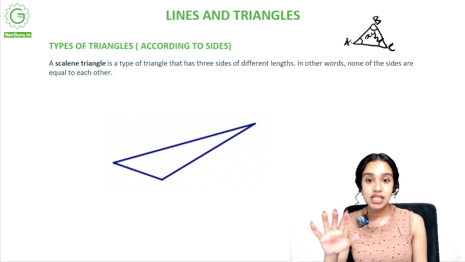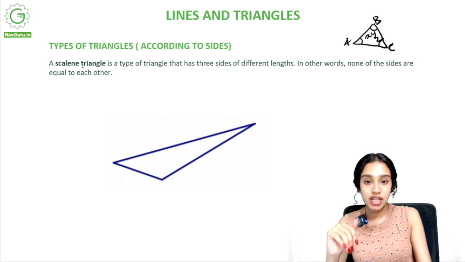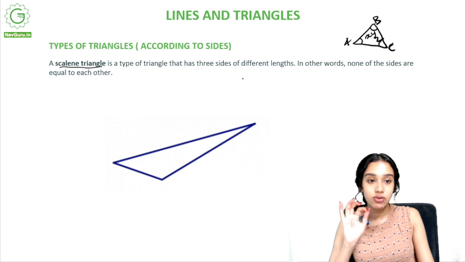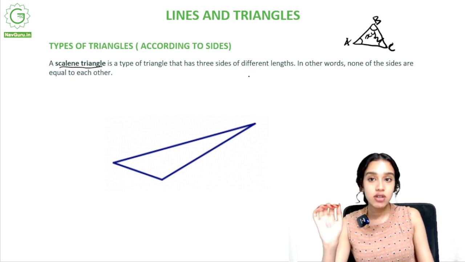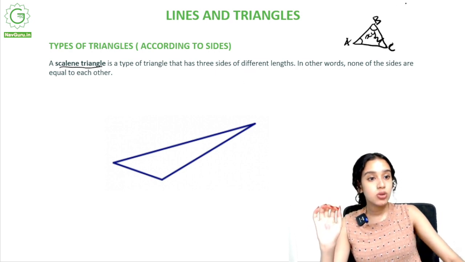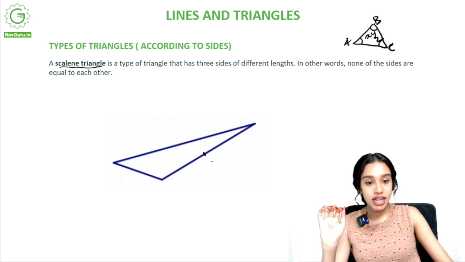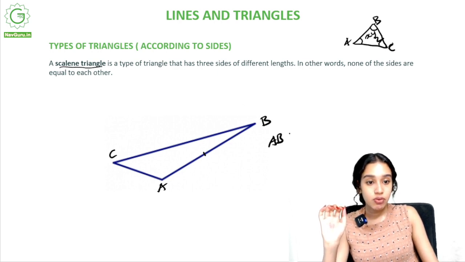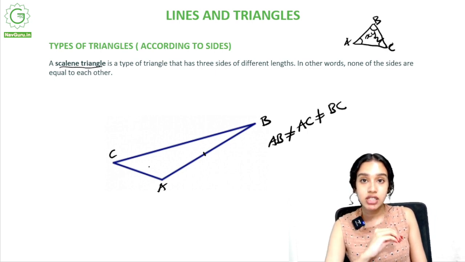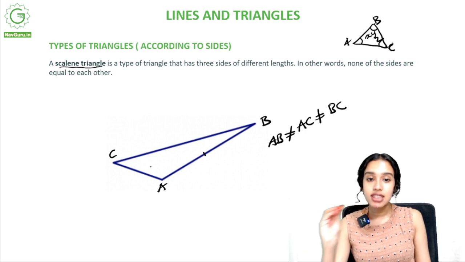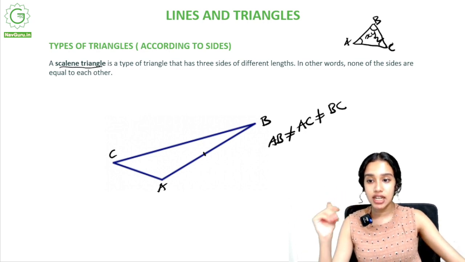First of all, the scalene triangle. What is a scalene triangle? A scalene triangle is a type of triangle that has three sides of different lengths. In other words, none of the sides are equal to each other. So if we name this ABC again, the length of AB would not be equal to AC, and this won't be equal to BC. So none of the lengths of the sides of this triangle are equal. This type of triangle is called a scalene triangle.